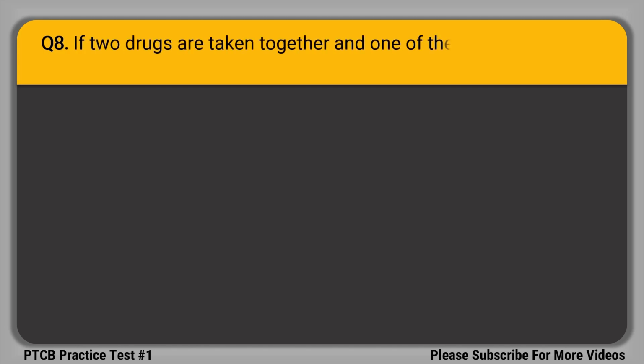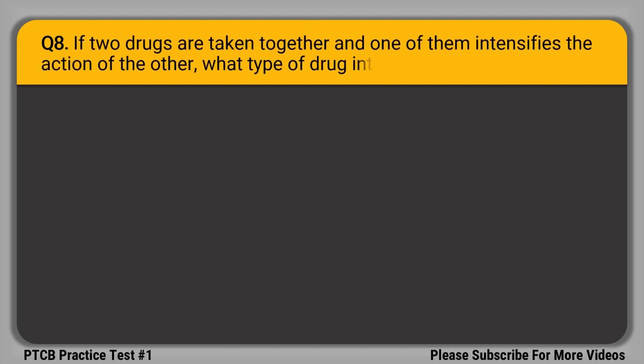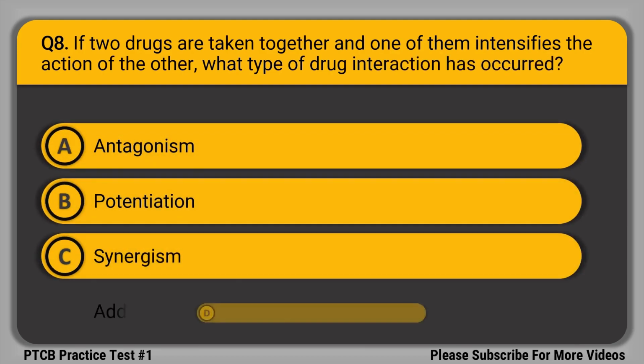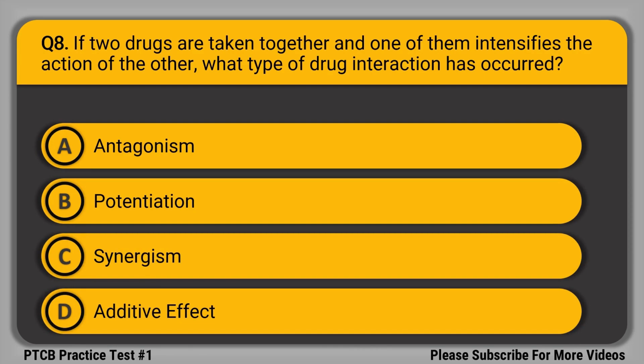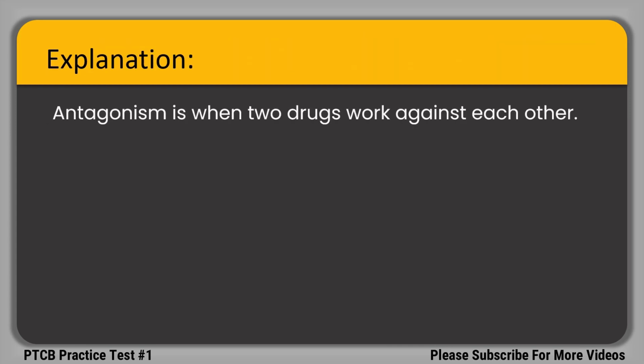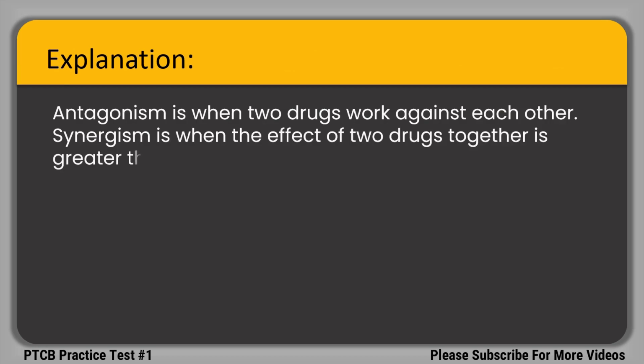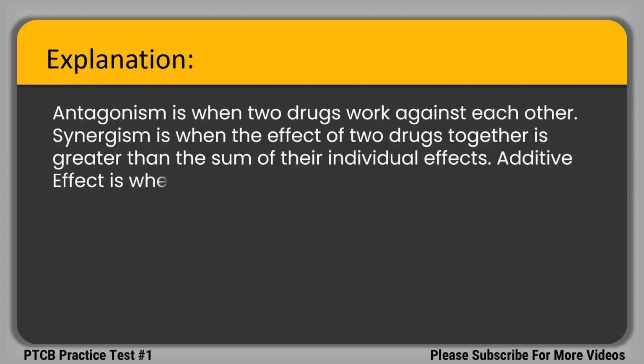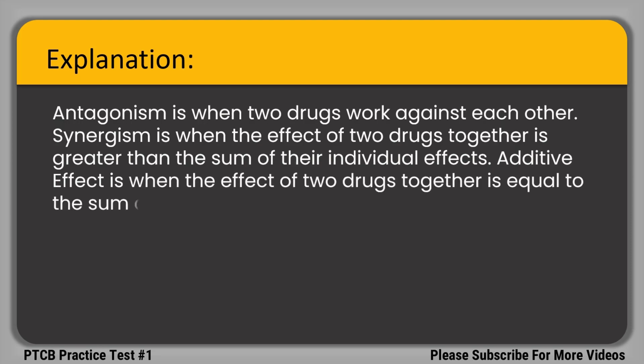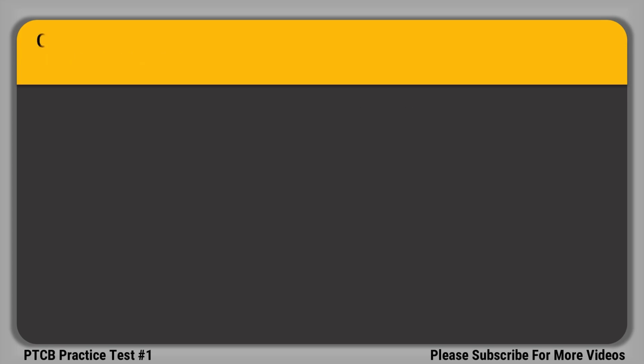Question 8. If 2 drugs are taken together and one of them intensifies the action of the other, what type of drug interaction has occurred? A. Antagonism. B. Potentiation. C. Synergism. D. Additive effect. B. Potentiation. Antagonism is when 2 drugs work against each other. Synergism is when the effects of 2 drugs together is greater than the sum of their individual effects. Additive effect is when the effect of 2 drugs together is equal to the sum of their individual effects.